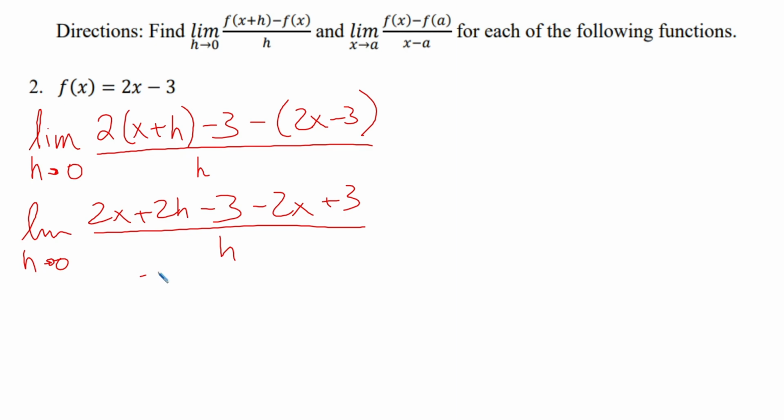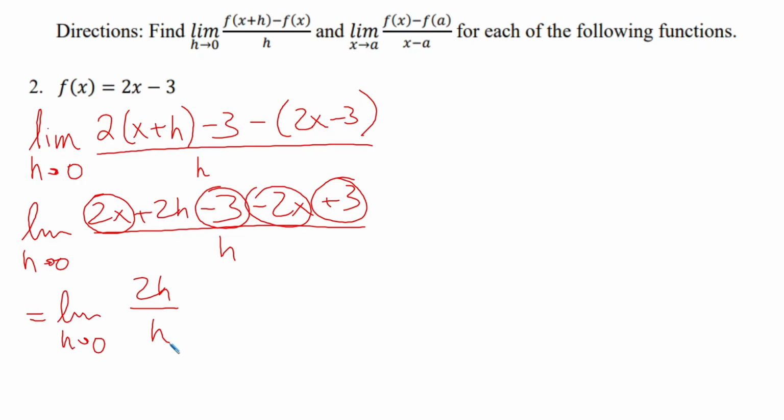And we should see that everything in that numerator that doesn't have an h in it is going to end up canceling out. The 2x and the minus 2x will cancel, and the minus 3 and the plus 3 will cancel. So we're just left with a limit as h approaches 0 of 2h over h, which is indeterminate if you plug in 0, so we'll cancel the h's to get a limit as h approaches 0 of 2, which we know to just be 2.